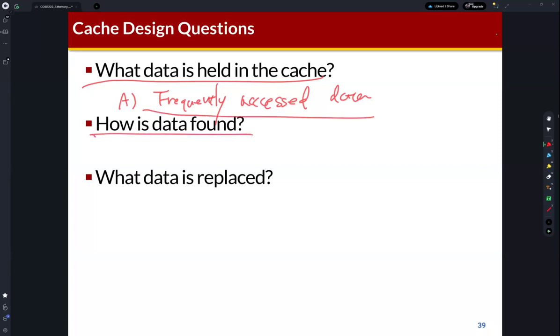Then how is data found? The cache is a temporary space, which means data can be found or cannot be found in the cache. We also need to identify whether the requested data is in the cache or not. How can we identify whether the requested data is in the cache or not? So the question is, how can we identify data in the memory?